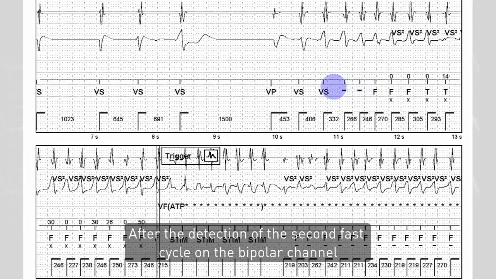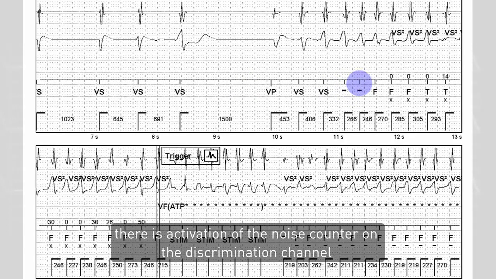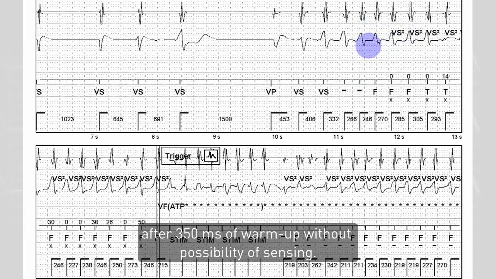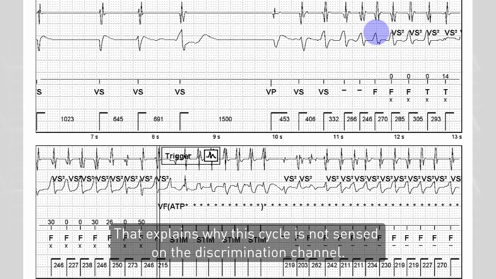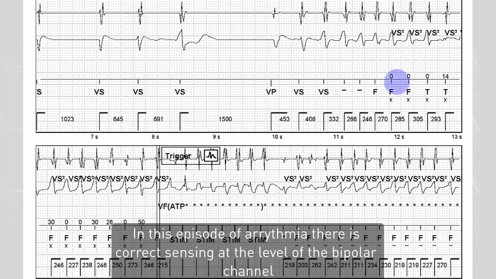After the detection of the second fast cycle on the bipolar channel, there is an activation of the noise counter on the discrimination channel after 350 milliseconds of warm-up without possibility of sensing. That explains why this cycle is not sensed on the discrimination channel.